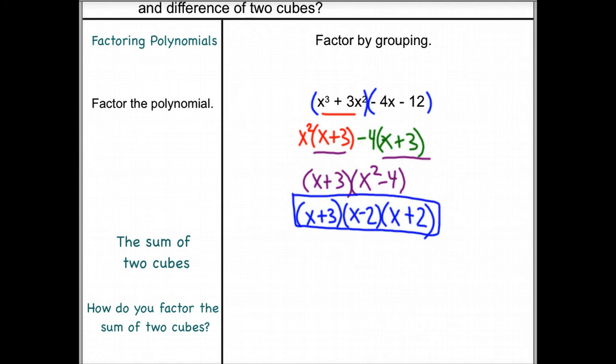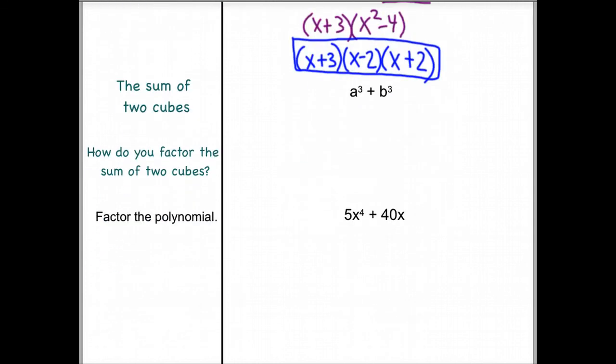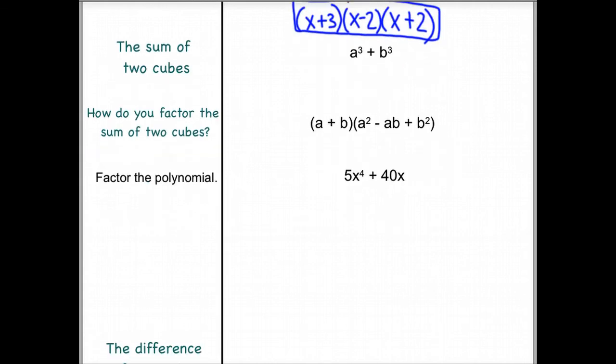Now for the sum of two cubes, it looks like a cubed plus b cubed. So now we want to know, how do you factor the sum of cubes? Well, there is a nice little chart here that's going to help us, and it's a plus b times a squared minus ab plus b squared. So we want to factor the polynomial, and we know that it's a sum of two cubes. So the first thing we can do is factor out our GCF, which would be 5x. And we have x cubed plus 8.